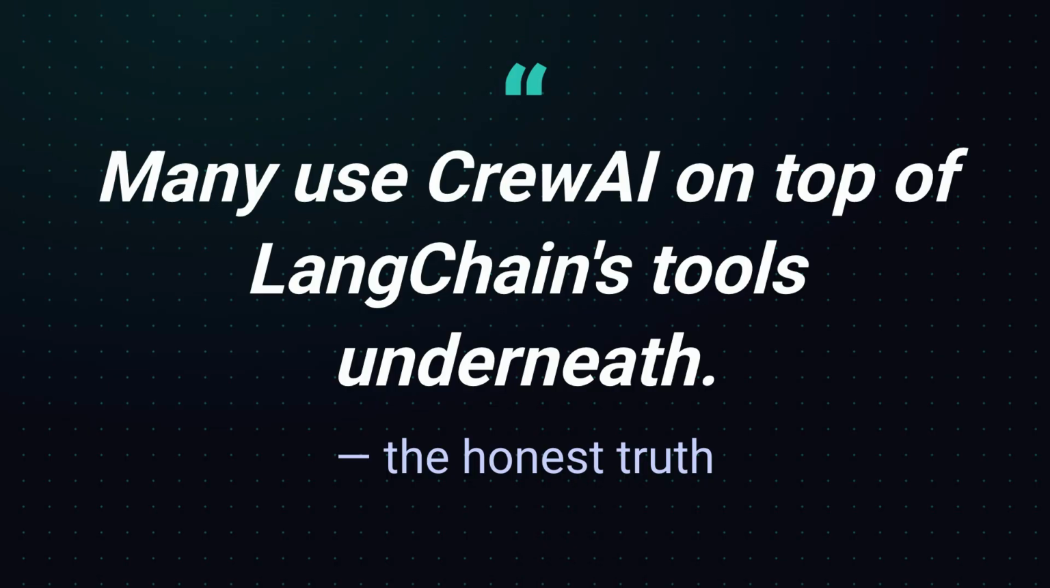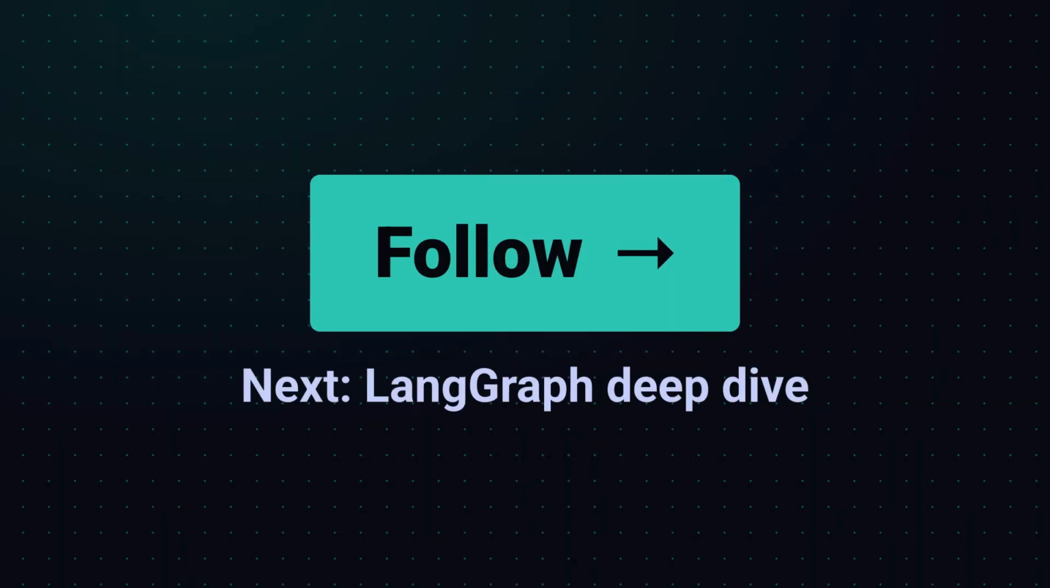The takeaway is simple. If you're still hand-coding orchestration logic, you're doing work these tools already solved. Pick the abstraction that matches how you think about the problem, control flow, or collaborating roles. Build a small prototype this week, and let the framework carry the plumbing.